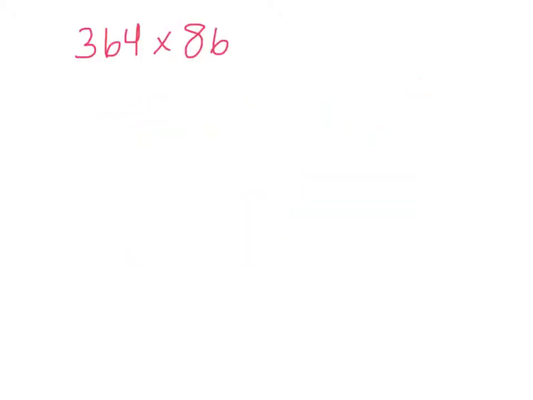If our problem is 364 times 86, the first thing that we need to do is to set up our problem. We're going to put our larger number on top and our smaller number on bottom, making sure that our places are lined up. Now to help us go through this, we're going to have our steps.